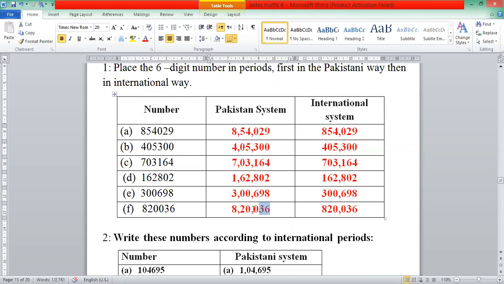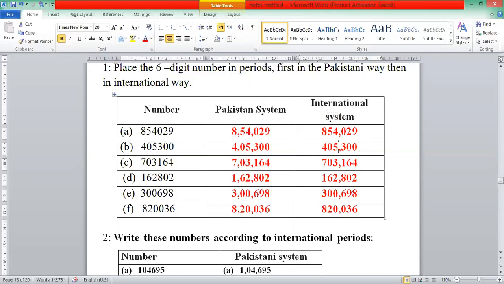8,854,029. Similarly, you can put commas after three digits, after two digits. Here, very simple. Just put the comma after three digits. How do we read this number? First, we read this portion of three digits. 854,000. This is the portion of 1,000. How many thousands here? 854,029. How many thousands here? 405. How many thousands here? 703. How many thousands here? 162. How many thousands here? 300,000.